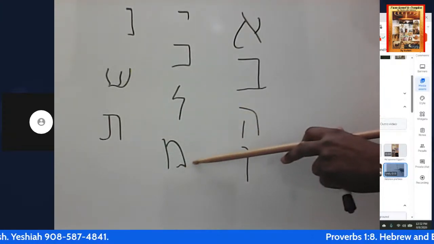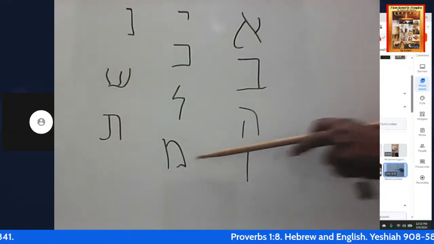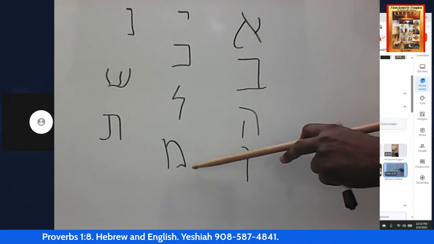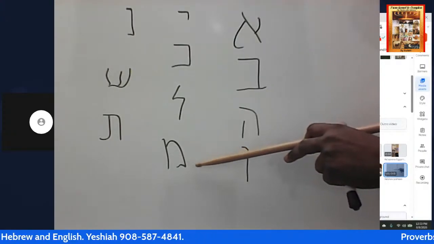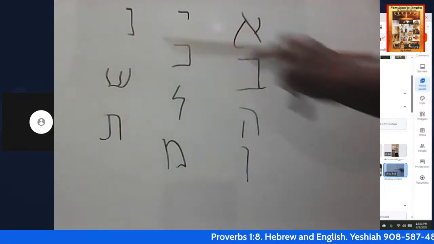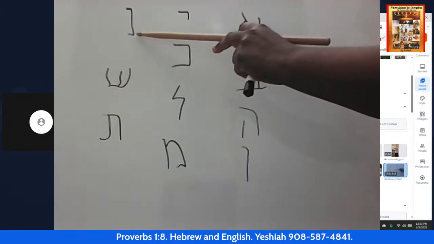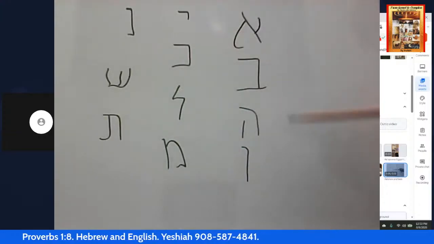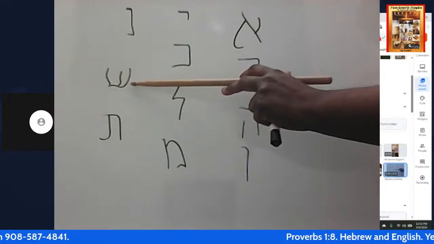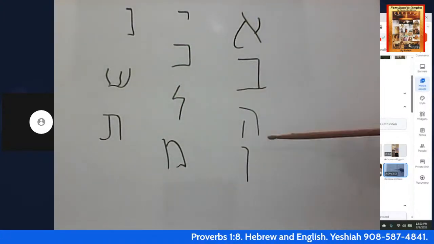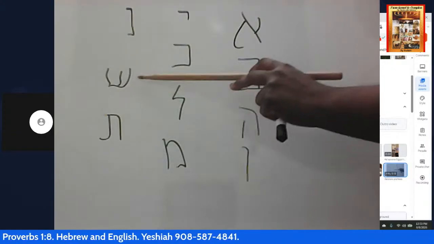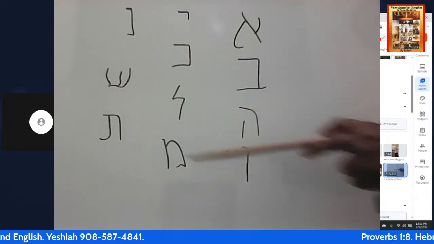Here we have the letter mem. This serves as a prefix with nouns and a prefix with verbs and a suffix with nouns. Here we have the letter nun. This serves as a prefix with verbs. Here we have the letter shin. This serves as a prefix with nouns and a prefix with adjectives.